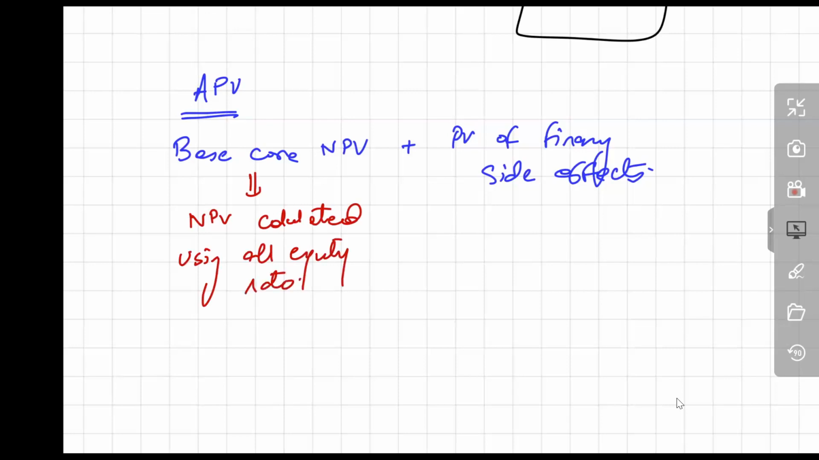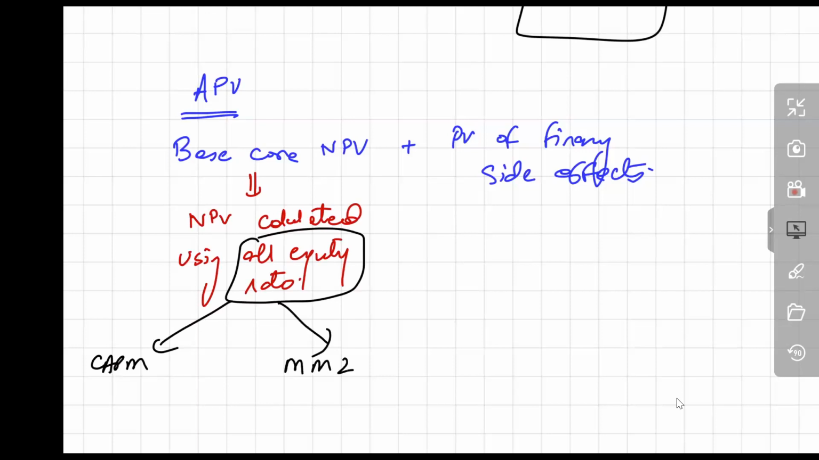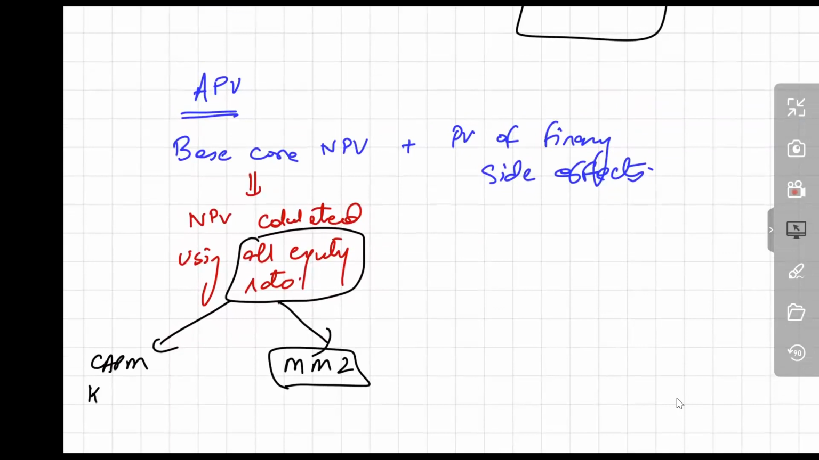What do you mean by all equity rate? There are two ways of having the all equity rate. One of them is using the CAPM, and the other is using the MM2. The MM2 formula is also given in the examination. For the CAPM, you use KE equals risk-free rate of return plus, instead of the equity beta, the asset beta.